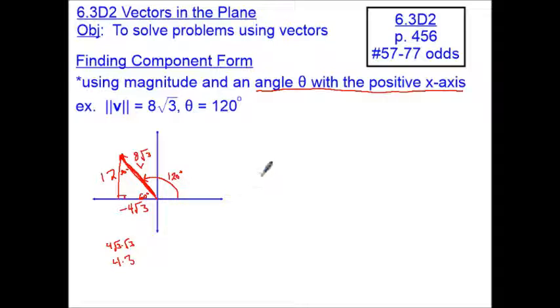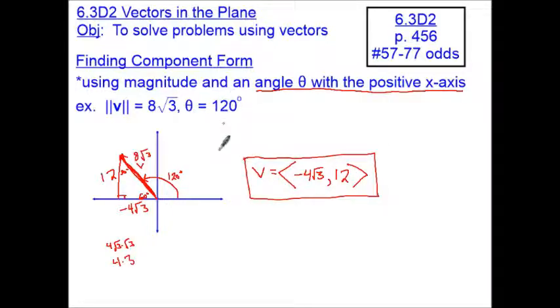So that tells me my vector v has components that are simply the x and the y values. We have negative 4 root 3 as my x, and in the y direction, it goes up 12. So by having a nice angle and using your appropriate triangle ratios, you can get the component form fairly nicely given an angle and a magnitude.